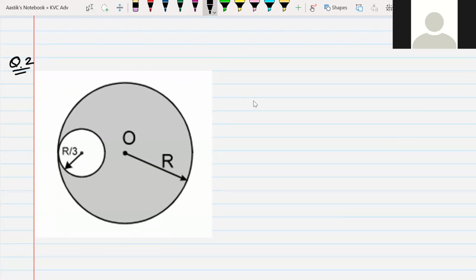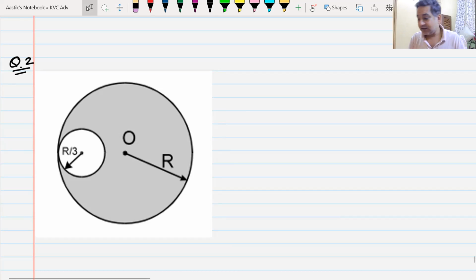Now, there are various ways in which the mass of the disk can be given. The mass can be given as mass of the original disk, or as mass of the remaining part. So depending on which mass is given, the answer would be different because mass would be different. But let us solve this question in the most general way.